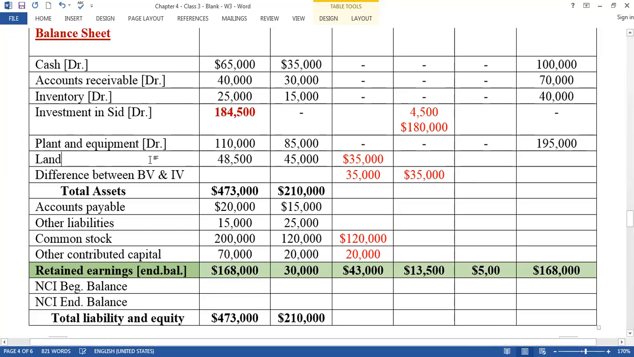So what about land? Land, normal balance debit. So these three are the debit, right? So land, if we add all together, it is 128,500. And the difference between debit and credit again is 0. Now total assets is 533,500.